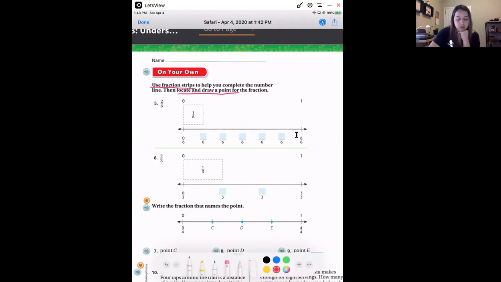And then you're going to locate and draw the point for the fraction. This is what you need to find. Find it, locate it with the dot. Find it, locate it with the dots.